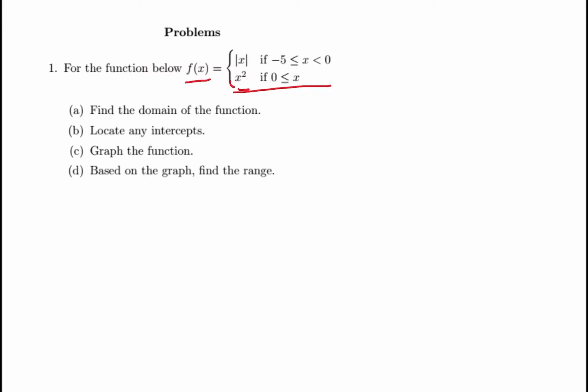So let's find the domain of the function, which means the entire thing. The domain, as we can see, starts from -5 and goes to 0. Then it goes from 0 and also includes 0. Combining these two domains gives us the domain of the entire function.